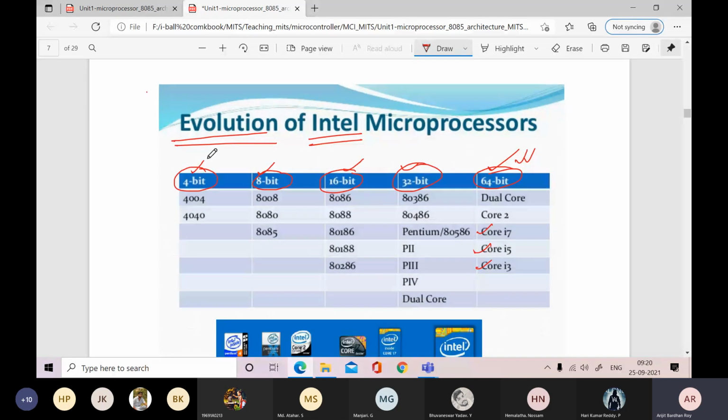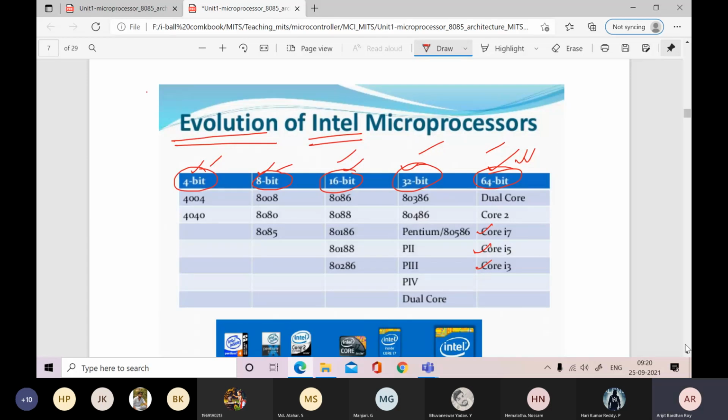First the 4-bit microprocessor came into the market, after that 8-bit, after that 16-bit, 32, and now 64. Maybe other advancements are also in the pipeline, we don't know. Another version may come next year or anytime. Okay? So this is the thing.